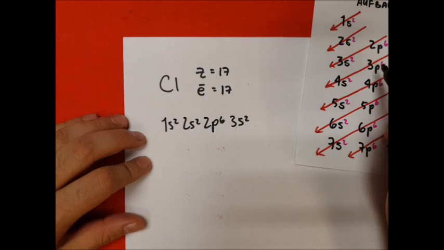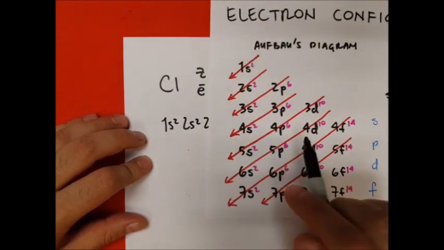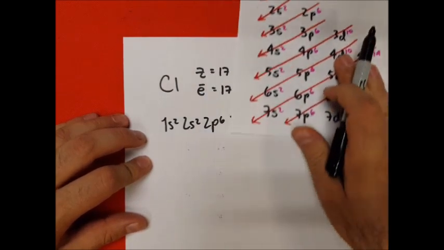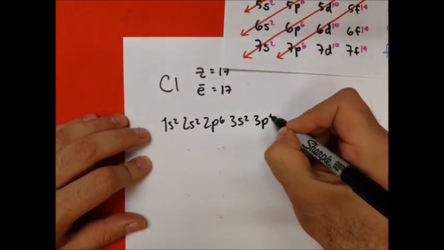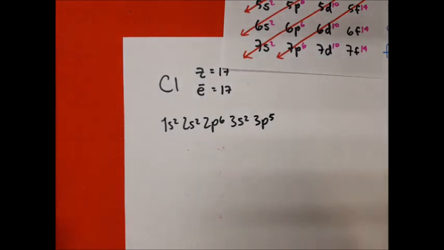Those 5 electrons are going to continue after 3s2 in 3p. Remember, p can hold 6 electrons. We only need 5, so I'm going to write a little number 5 right there. And we're done. This is the electron configuration.